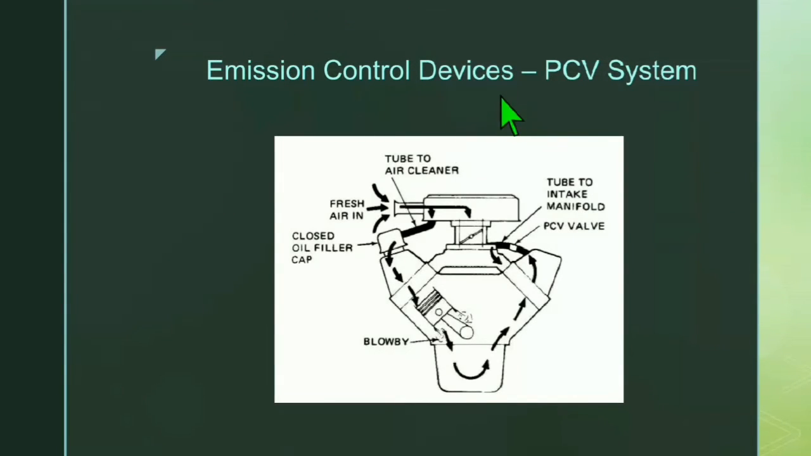Emission control devices, PCV system. Look at this figure. Here you can see the blow-by, closed oil filter cap, fresh air in through this tube to air cleaner, this one, tube to intake manifold, and this is the PCV valve.